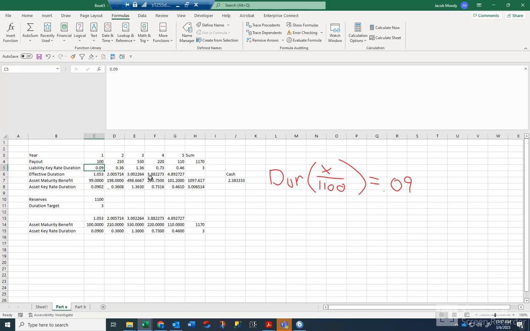So how I solved for the asset portfolio, how to create it, is I used this formula over here with the drawing. I have the duration times some certain amount of assets I need to put in, divided by 1,100, because that's how many assets I have. And it needs to equal this 0.09, referencing the first duration. Now I need to just reverse and solve for x.